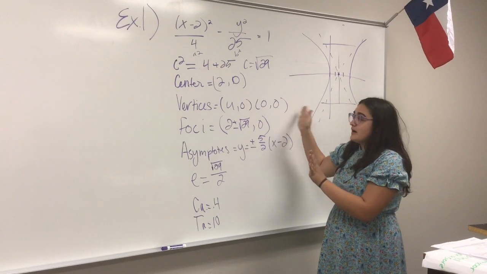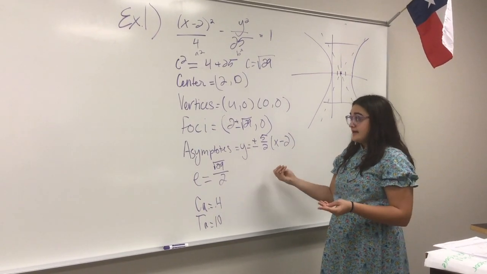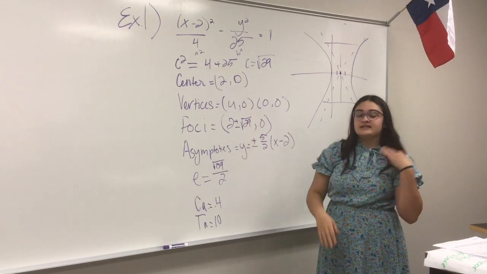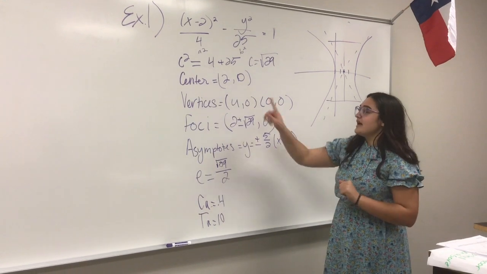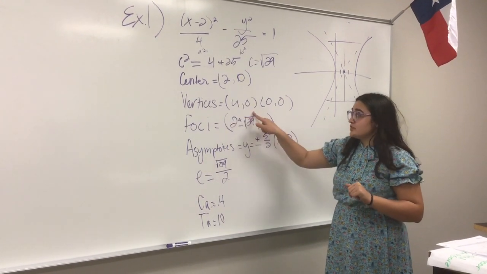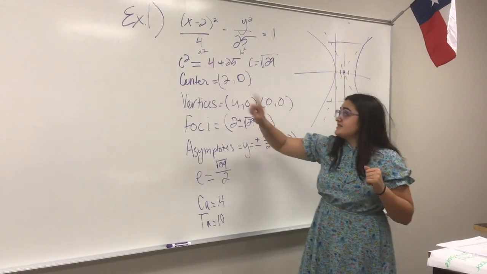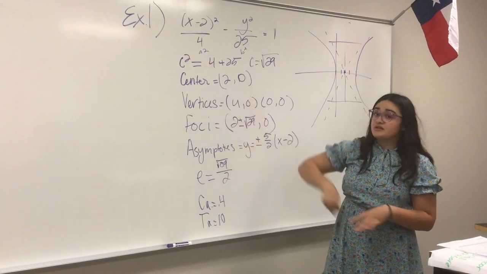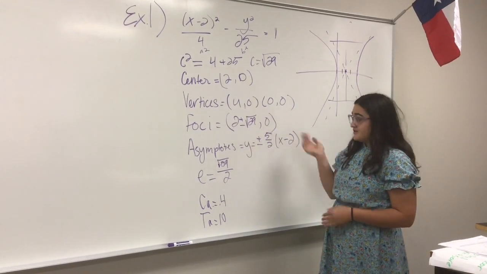And we also know our vertices, because our vertices are going to be added to our x side, and it's going to be plus or minus a, sorry, not 2a. And so it's going to end up being 4, 0, because when you take 2, which is the square root of 4, and you add it to 2, you get 4. Now when you take 2 and you subtract it from 2, you get 0. So these are our vertices.